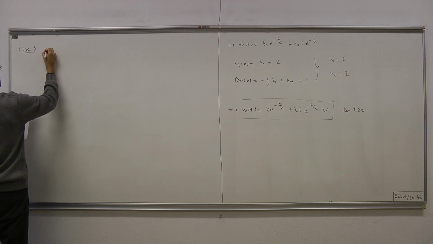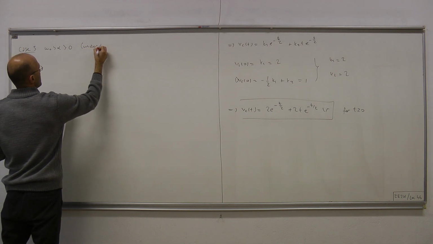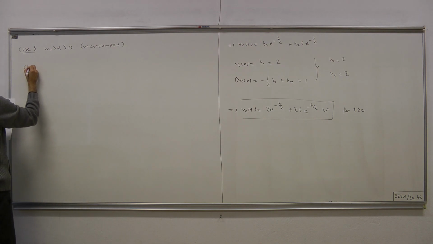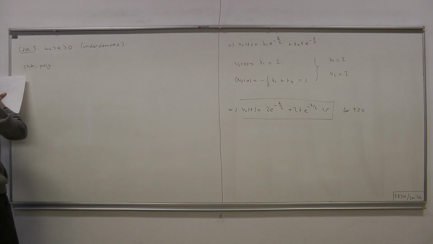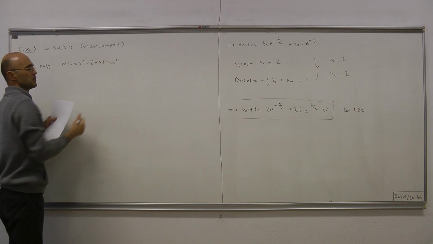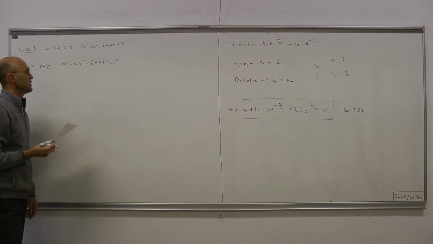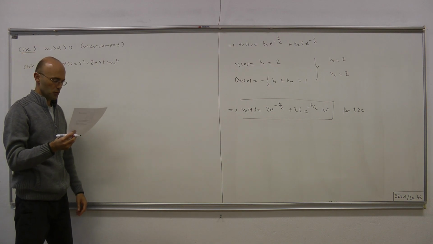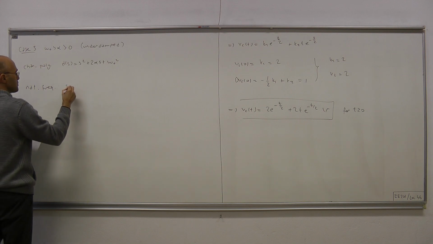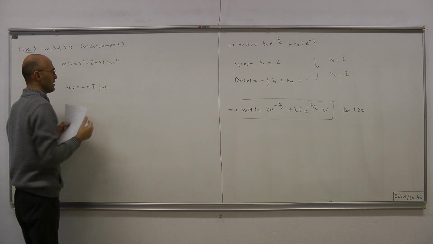Case 3. Omega 0 larger than alpha. Underdamped. Characteristic polynomial is s squared plus 2 alpha s plus omega 0 squared. If omega 0 is larger than alpha, then this means that we're dealing with complex roots. Natural frequencies s1,2 equal minus alpha plus minus j omega d.